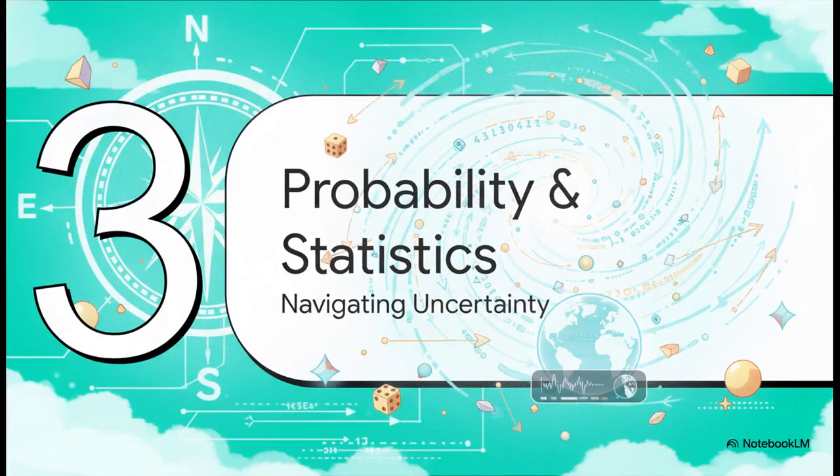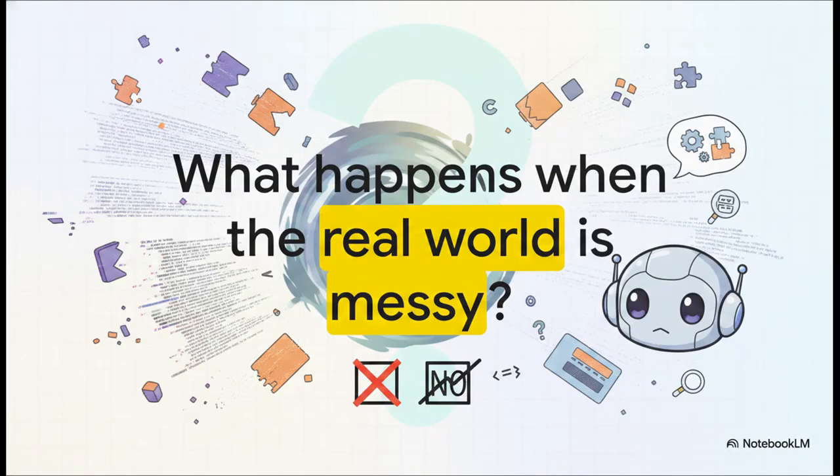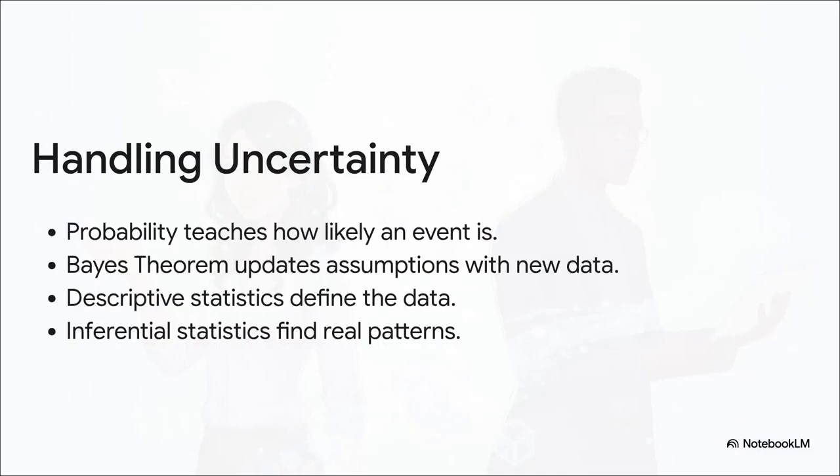All right, Section 3, Probability and Statistics, Navigating Uncertainty. Think of this as the AI's navigation system. Because here's a massive question we have to answer. What happens when the real world is messy? Because let's face it, data is never, ever perfect. It's full of errors, missing values, random anomalies. Plus, in the real world, answers are almost never a clean yes or no. AI absolutely has to have a way to handle the gray areas. This is where stats come to the rescue.